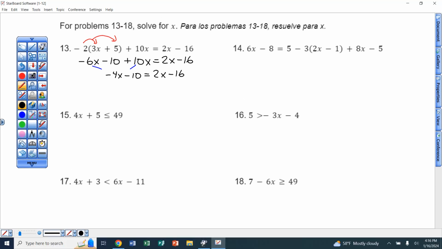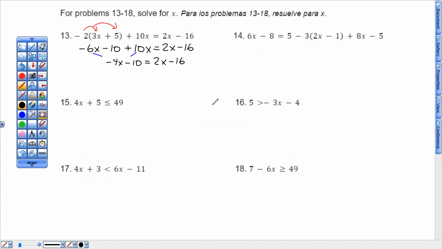So I'm just going to check something here real fast. All right, as I continue now, it's a variables on both sides. So I start on the left. I get rid of the plain number on the left by adding 10 to both sides. And then when that's gone, I'm going to stay on the right and get rid of that 2x. So that gives me -4x equals 2x minus 6.